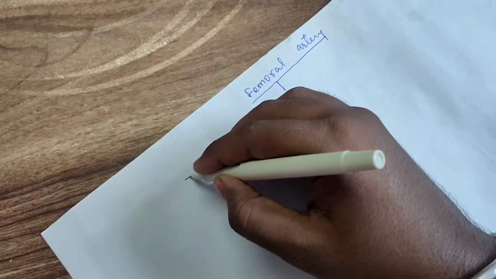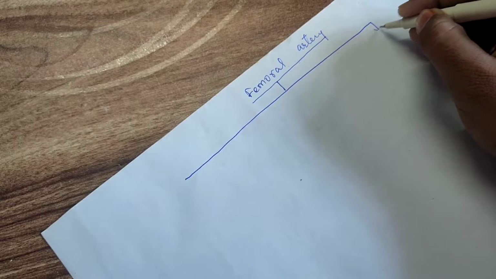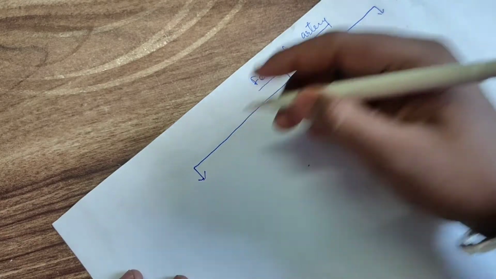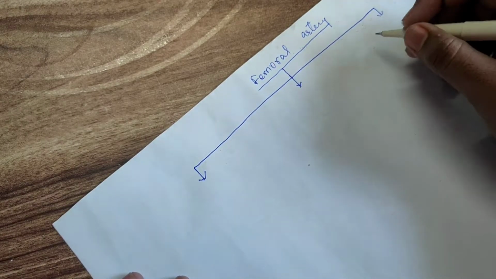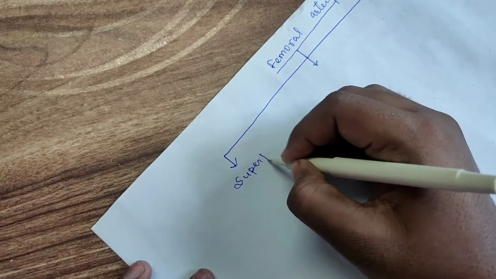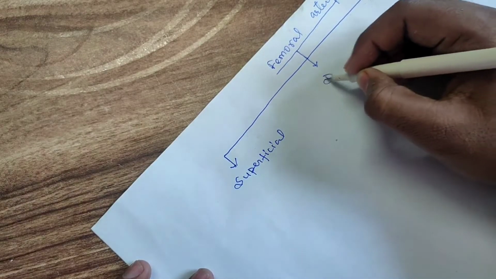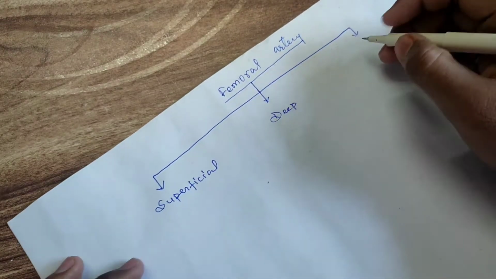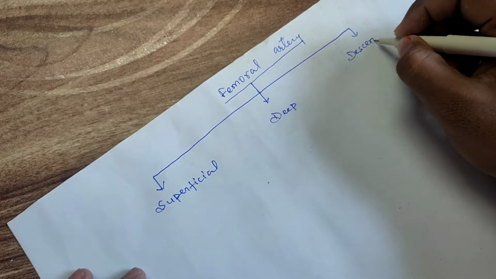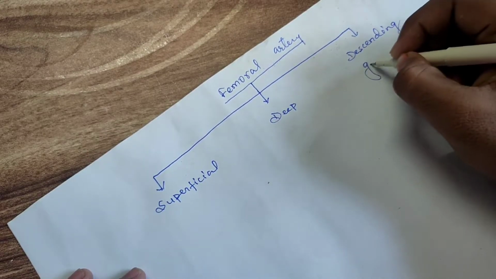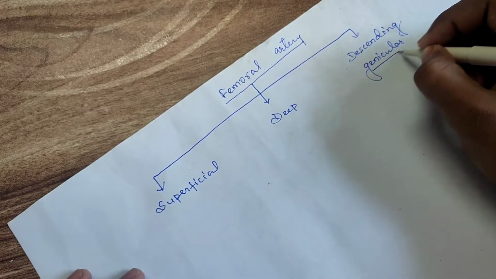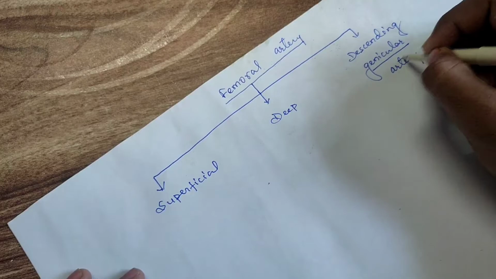I'll just name them. These 7 branches are divided into 3 divisions. Okay, so the first is superficial, second is deep, and the third one is descending genicular artery. So the first one is superficial, and then it is deep, and then the third one is descending genicular artery. By the word itself, genicular suggests that it will supply to the knee joint.